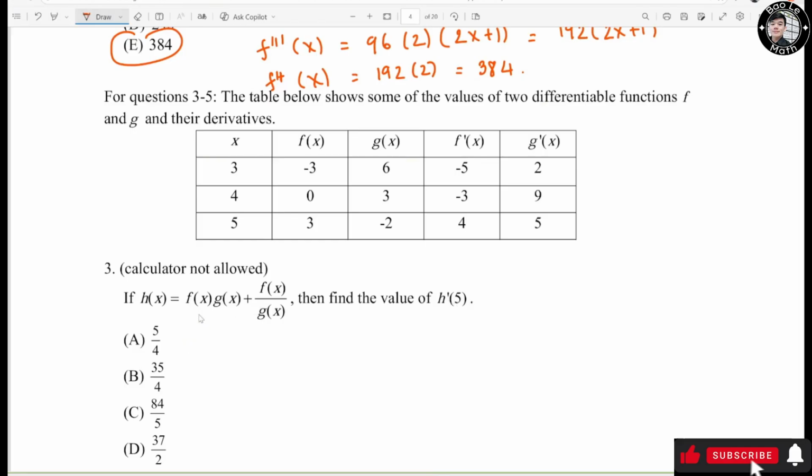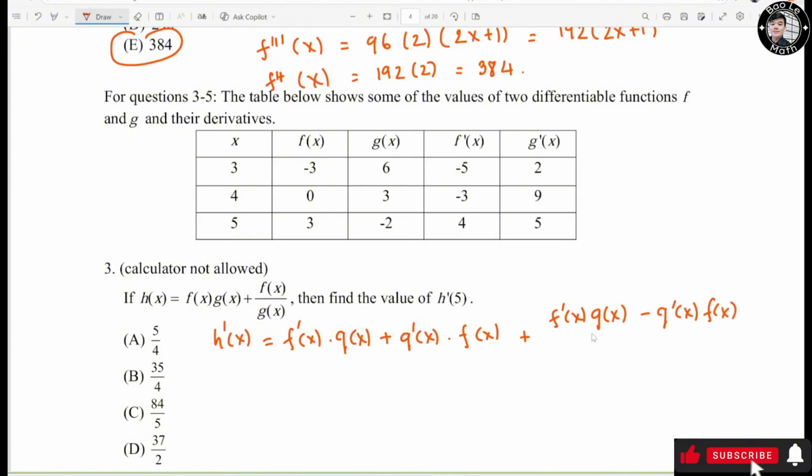So we just take the derivative of this one using the product rule and quotient rule, right? So we have h prime of s equals f prime of s times g of s plus g prime of s times f of s plus f prime of s times g of s subtract g prime of s times f of s over g of s squared, right?